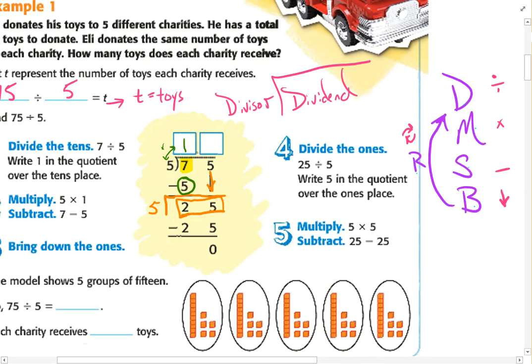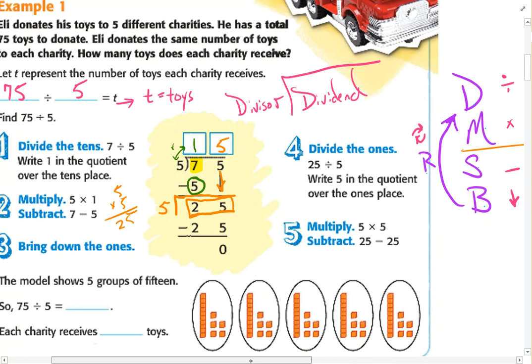But 25 divided by 5, 5 goes into 25 5 times. 5 times 5 is 25. And so I just multiplied, right? I just did my multiplication step. Now I subtract, and I get 0. I don't have anything remaining, and so my problem is done.